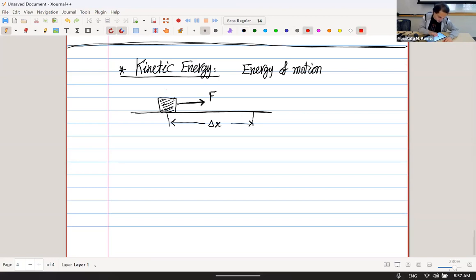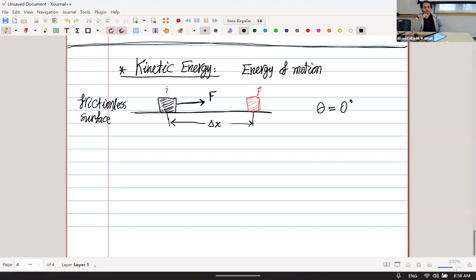Okay, so initially the block was here and finally the block is here. So in this case, theta is 0. Force and displacement are in the same direction. And imagine it's a frictionless ground, frictionless surface.